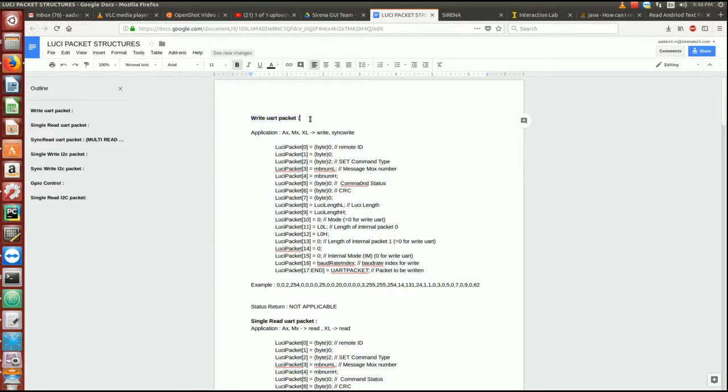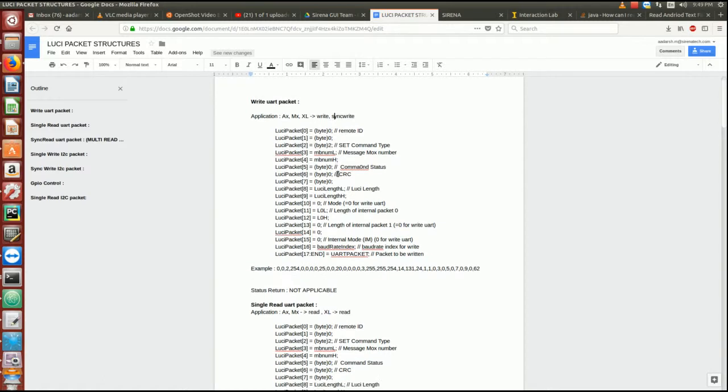Applications could be where we want to sync write to Dynamixel motors, or we can even send it to a microcontroller or something. Now over here we have to set the message box number. Again, this is separated by lower and higher bytes so that there can be more than 255 or 256 message boxes. And then you don't really need to worry about these things right now. Let's just look at over here. So some bytes to represent the LUCI length.